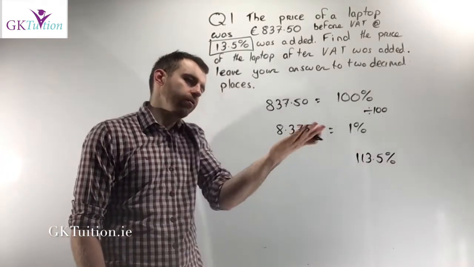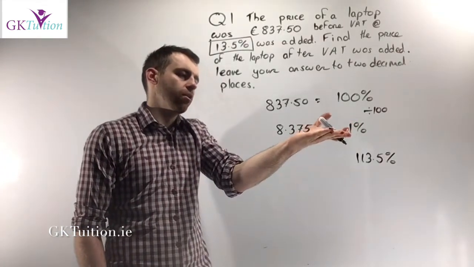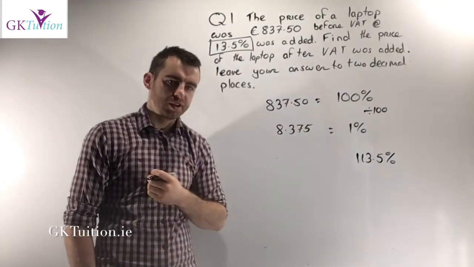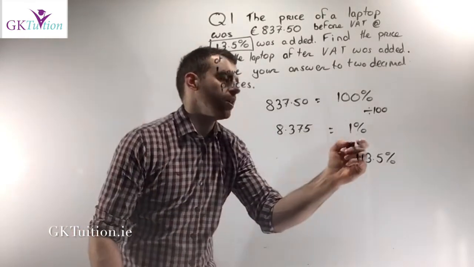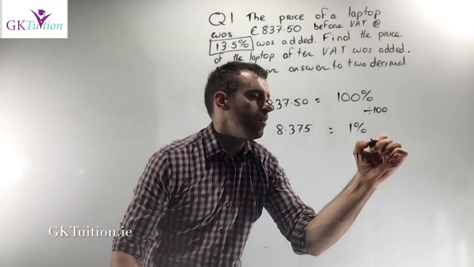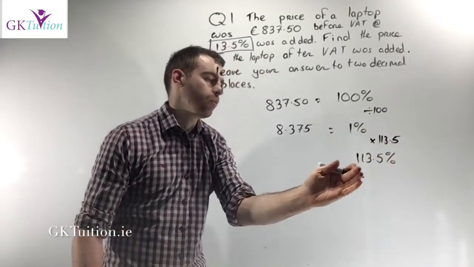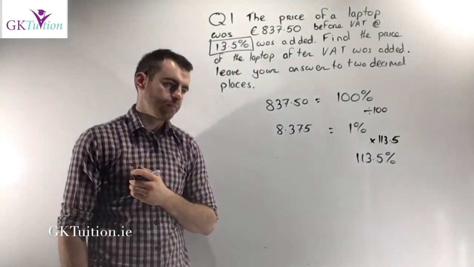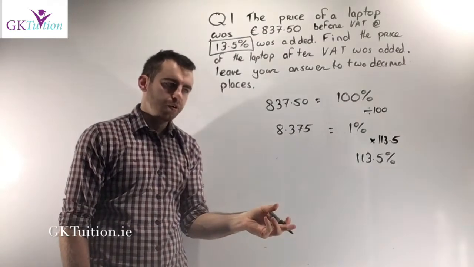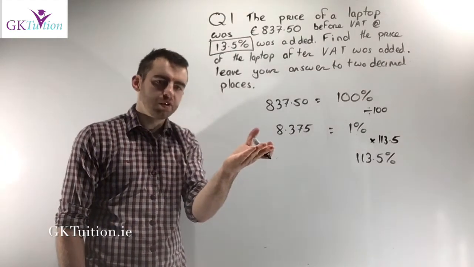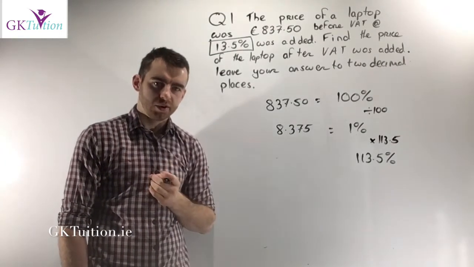So you have to ask yourself, what do you need to do to the right hand side to go from 1% to 113.5%? Clearly, what you need to do is take 1 and multiply it by 113.5, that will give you 113.5%. If you multiply the right hand side by 113.5, you must also multiply the left hand side by 113.5.